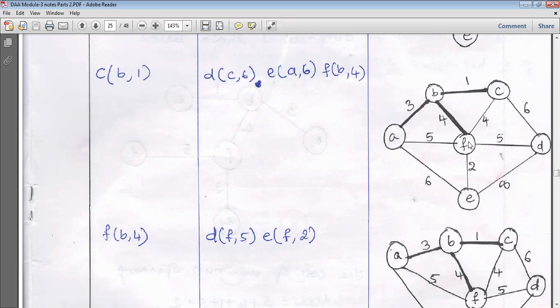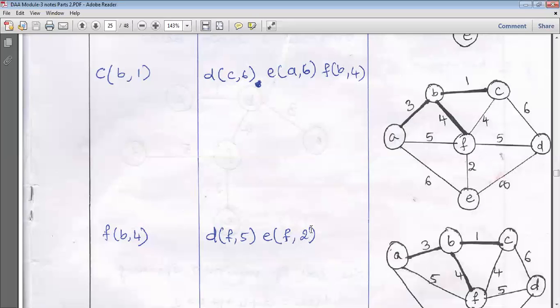See here, from each vertex we should reach to the other vertex. So here F is there. F to E, what is the cost here? 2 is the cost. So what we'll do here? So we'll consider this edge. D to F is 5. E to F is 2. Oh, sorry, F to E is 2. So among these two, which is least, this is least. So we'll consider this one.